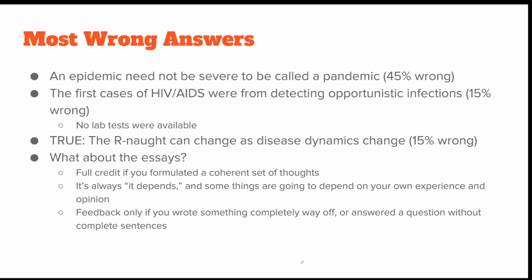So no lab testing was available at the time. True, the R naught, the basic reproductive number, can change as disease dynamics change. So the R naught for COVID, for example, can change. It can be very high if nobody's immune, and then it changes to lower if people start being immune either through infection or vaccination. And then it completely can hit zero or actually go into the negatives.